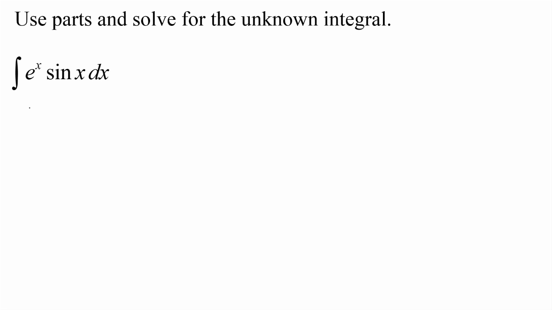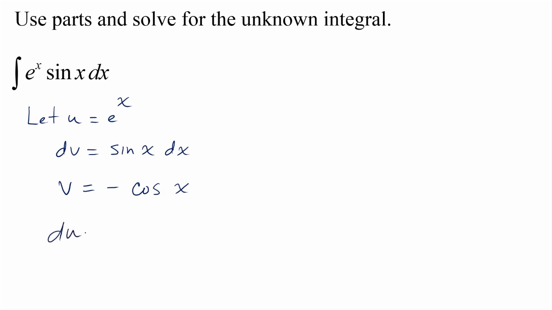Using the LIPET strategy, we will let u equal e to the x. Therefore, dv will be sine x dx. We'll now integrate dv, giving us v is equal to negative cosine x. And we will differentiate u, giving us du to be e to the x dx. Using our integration by parts formula, we can now write our problem as u times v, which would be negative e to the x cosine x, multiplying u times v together, minus the integral v du.